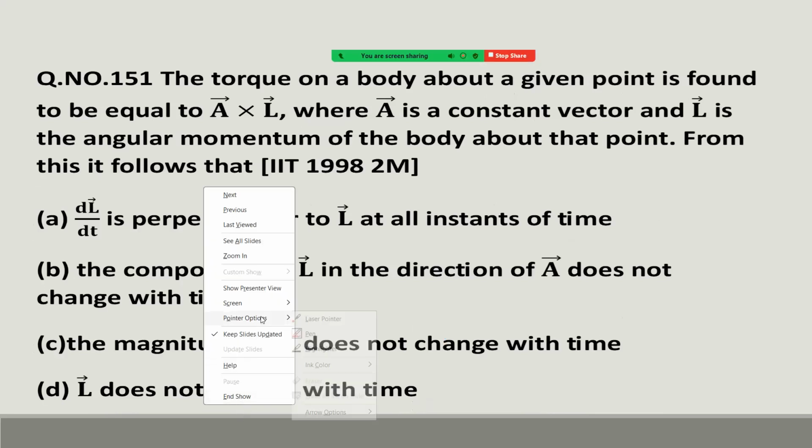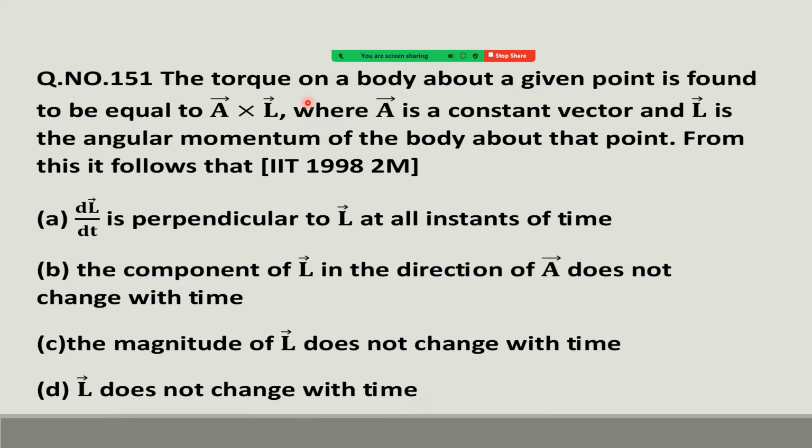Let's see the question given. The torque on a body about a given point is found to be equal to A bar cross L bar, where A bar is a constant vector and L bar is the angular momentum of the body about that point. From this, it follows that. This was asked for 2 marks in 1998. Given torque on a body, A bar cross L bar. Okay. So now we have to focus on the options.